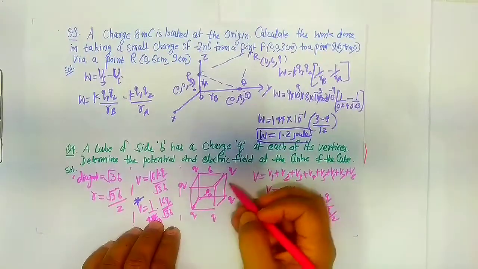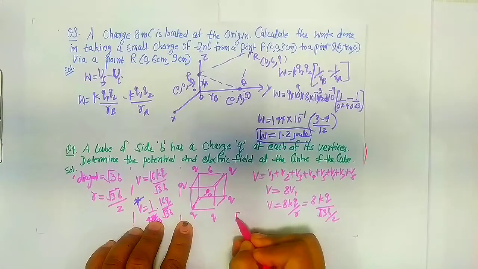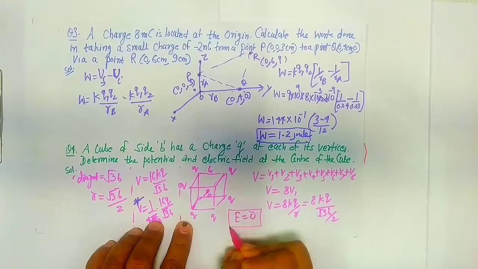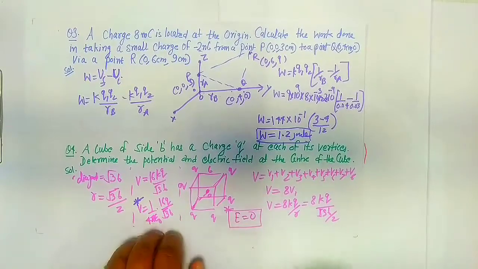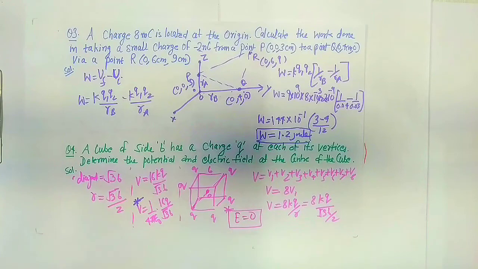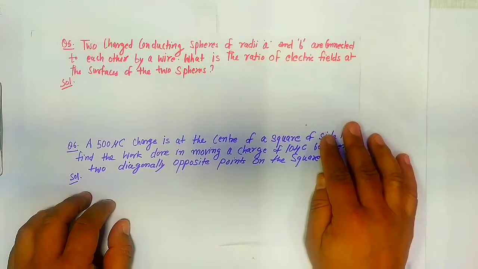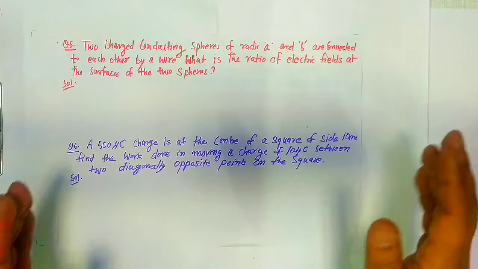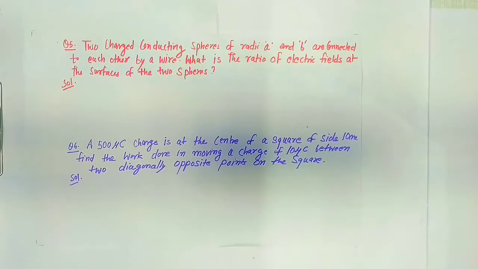And the electric field at the center of the cube will be 0. Why? Because all pairs of vectors cancel out each other. Question number 5, if you go through it: two charged conducting spheres of radii A and B are connected to each other by a wire.